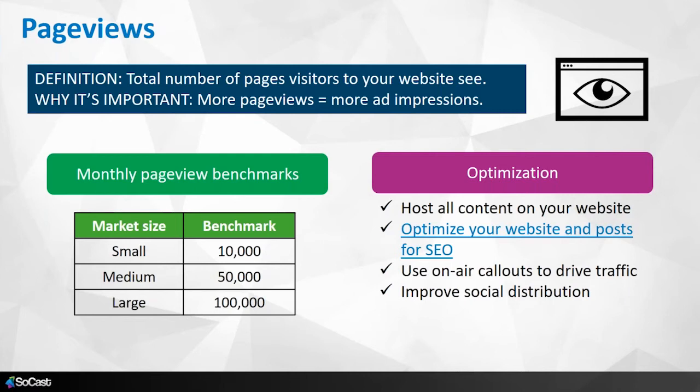Another way to increase page views is to improve your local social media distribution. Be sure you post all of your web content to your station's social channels. Many SOCAST clients get more than 40% of their web traffic from social media by doing this.